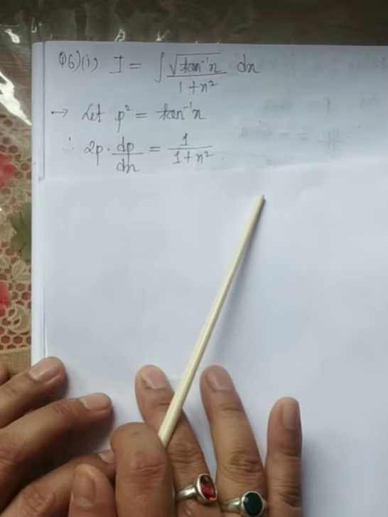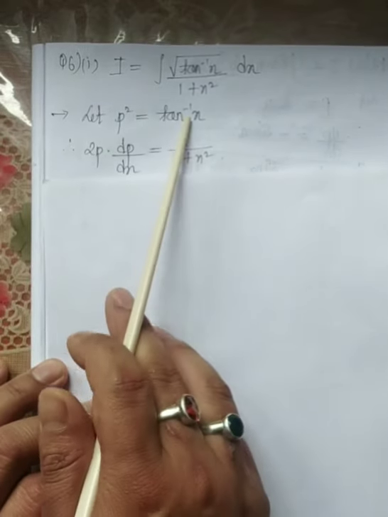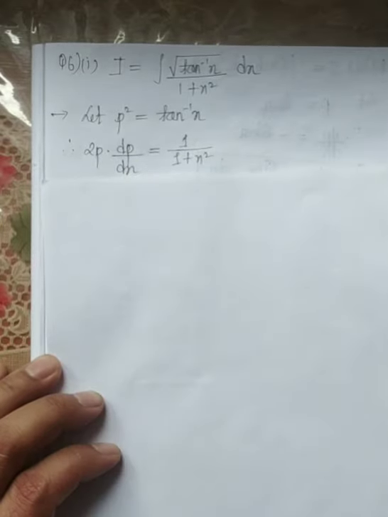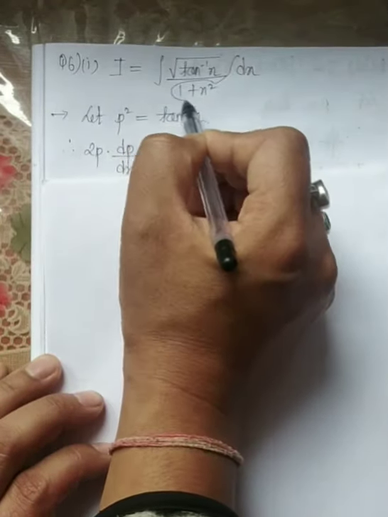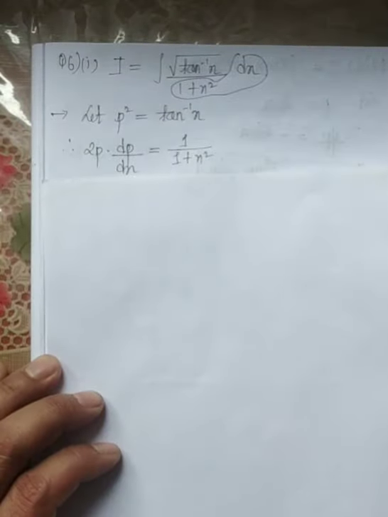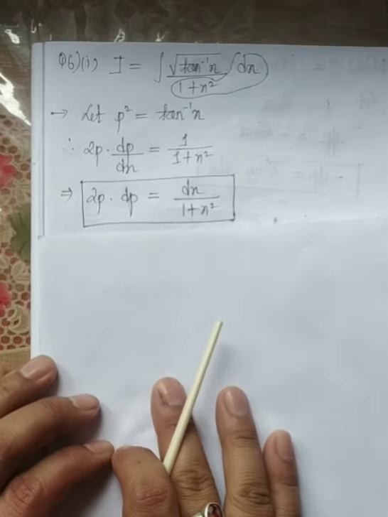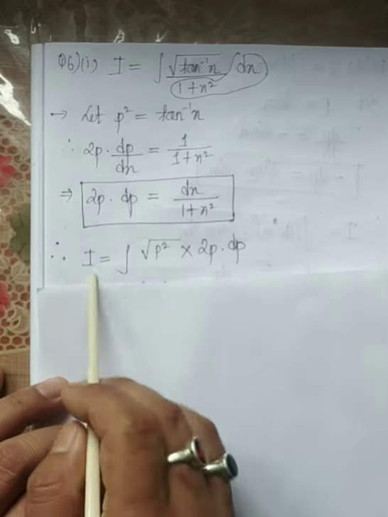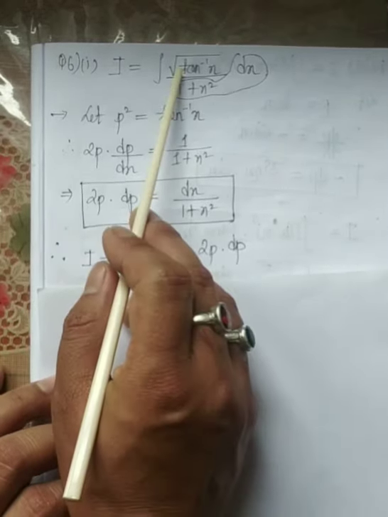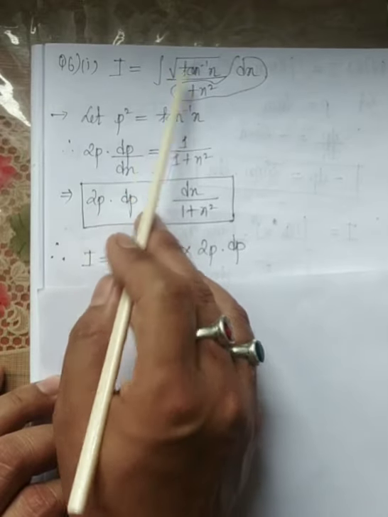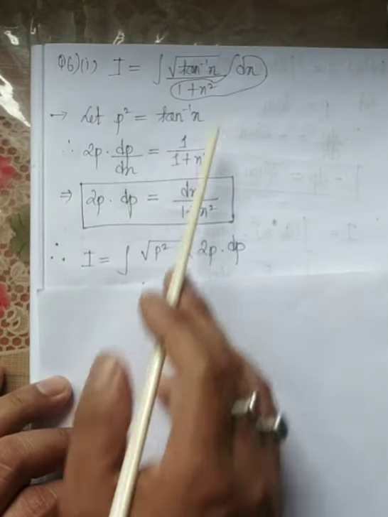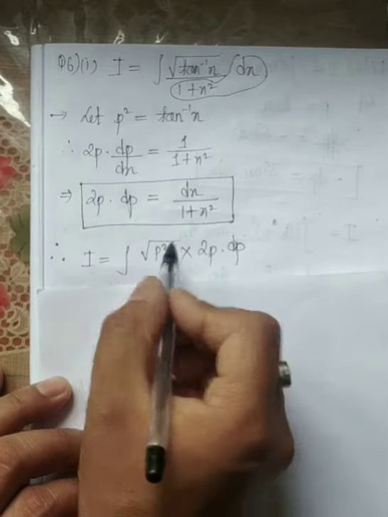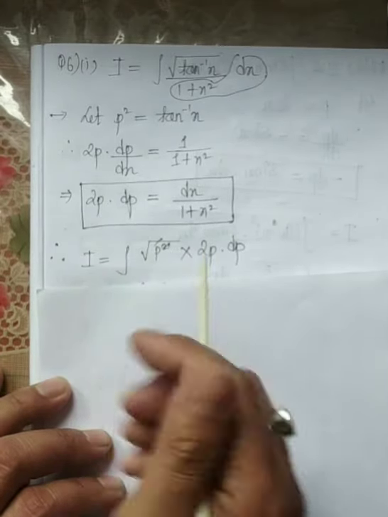And differentiate it, you'll get 2p into dp by dx. Differentiation of tan inverse x is 1 by 1 plus x square. Cross multiply with dx. So we get the value for dx by 1 by 1 plus x square, isn't it not? That is 2p dp. Now the things are similar, same as the previous question. Therefore, capital I becomes root over p square, isn't it? Root over the value for tan inverse x. Root over p square into the value for dx, which is 2p dp. Square and square get cancelled out, isn't it not? It gets cancelled out. So there's p only.